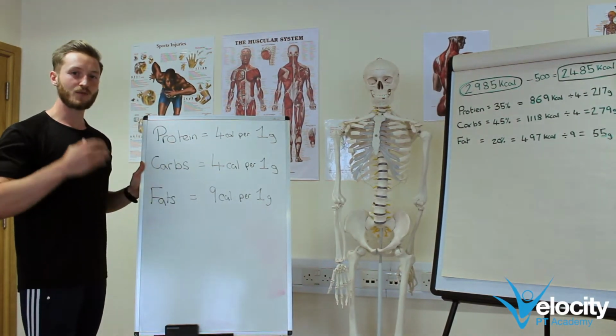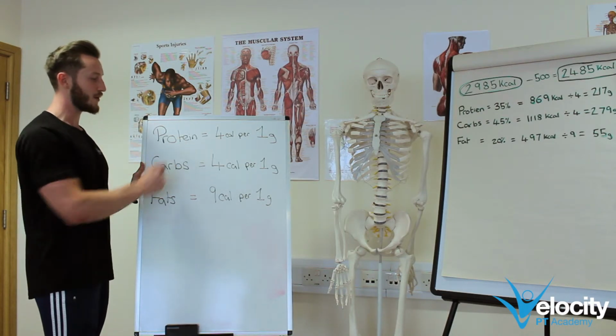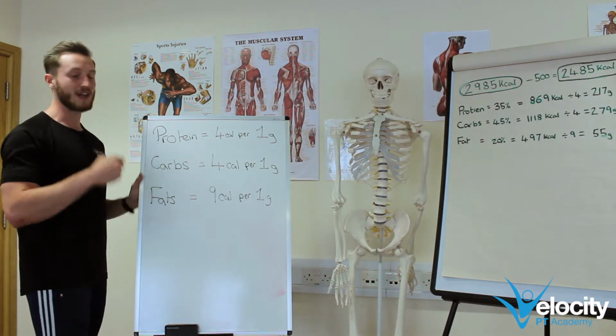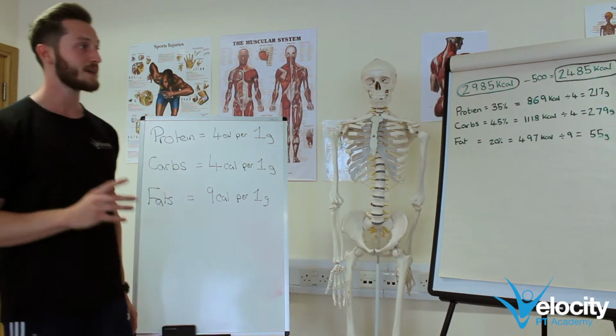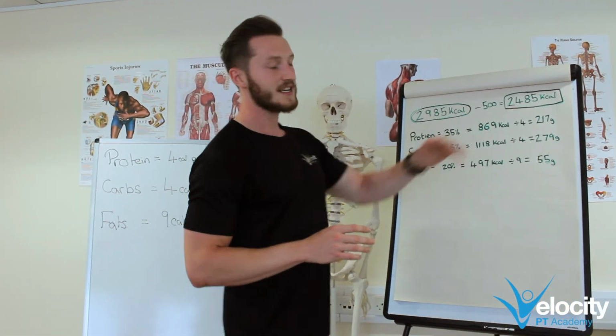So just remember that, that's basic nutrition. For every 1 gram of protein holds 4 calories, for every 1 gram of carbs holds 4 calories, for every 1 gram of fat that holds 9 calories, remember that. So, how we're going to convert these calories into grams.